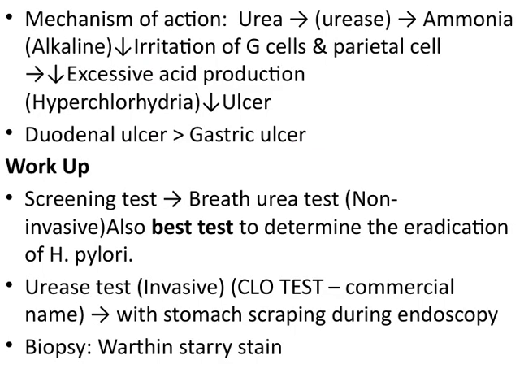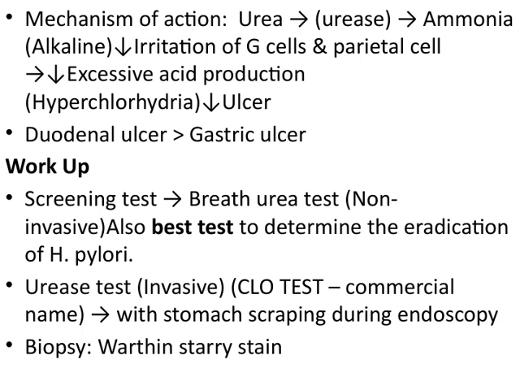Let's start with the mechanism of action behind H. pylori. When the bacteria produce urease, it breaks down urea into ammonia and carbon dioxide. The ammonia is alkaline, which then irritates the G cells and parietal cells in the stomach lining. This irritation leads to an increase in acid production, a condition known as hyperchlorhydria. The excess acid can then cause ulcers, and interestingly, duodenal ulcers tend to be more common than gastric ulcers.